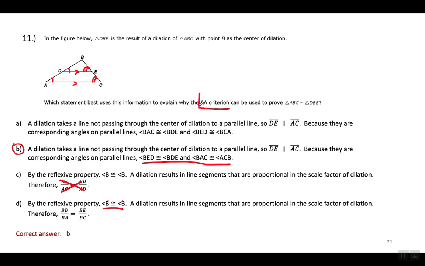And again, the question asks which statement best uses this information to explain why the angle criterion can be used. I don't like this question because it's very tricky and detailed, so you should definitely study it before the exam. Letter D is not really wrong. Letter D is correct, but letter B is the best answer in terms of using the angle criterion. So that's one you should read slowly later before the exam. All right, let's move on.